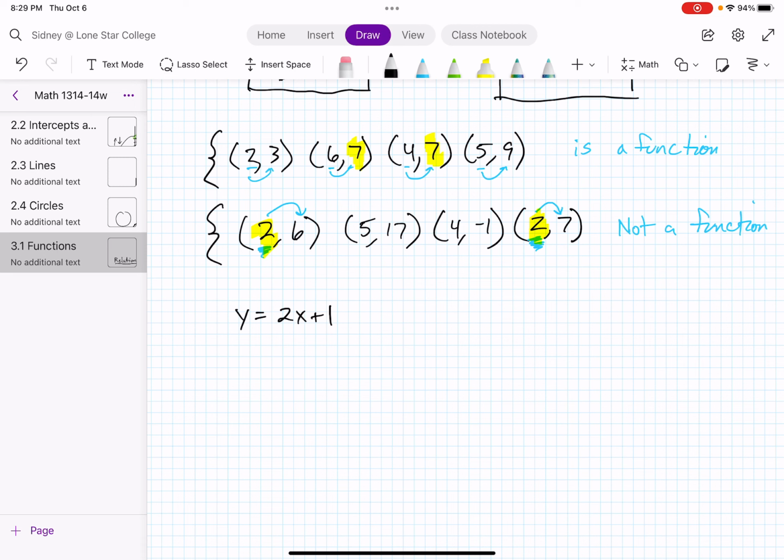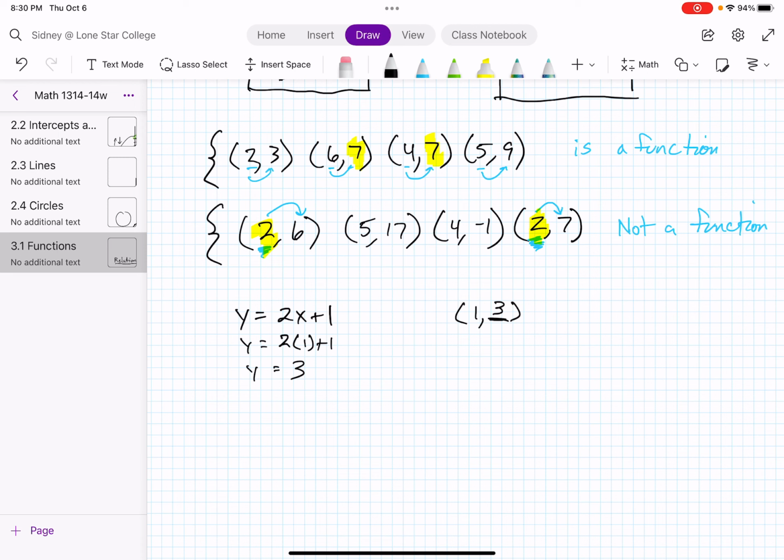And for this, we need to think about the domain. If I plug in an x value, how many y values will I get out? If I plug in the x value of 1, I don't even care what the y value is. I only care, will I get more than one of them? So if I plug in 1 for my input, my output will be 2 times 1 is 2, plus 1 is 3. Will I get anything else in this equation if I plug in 1?